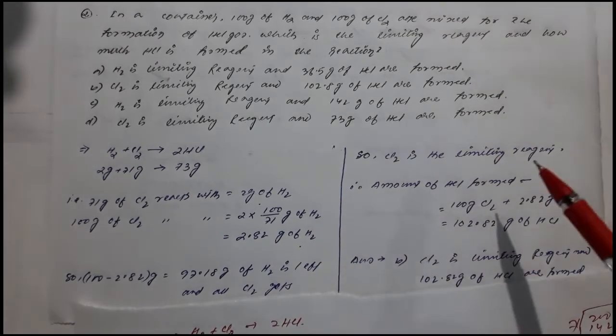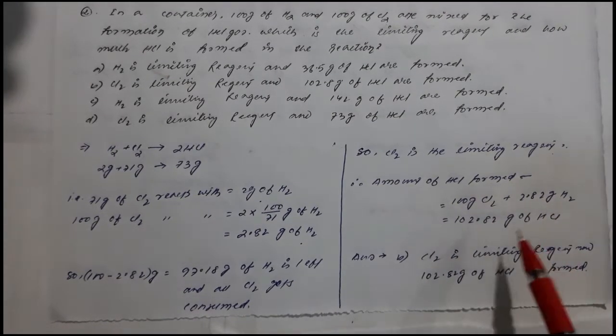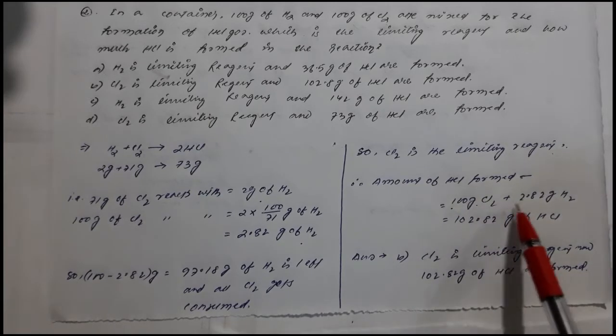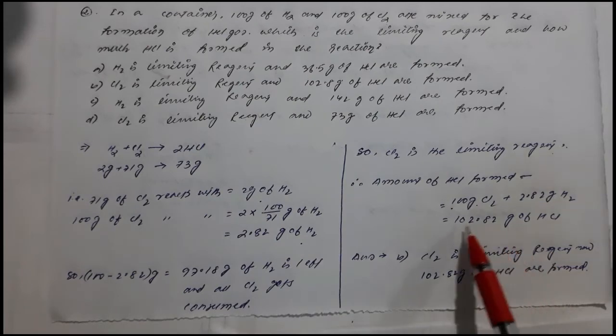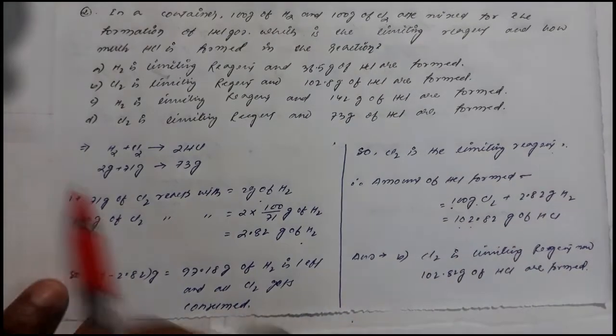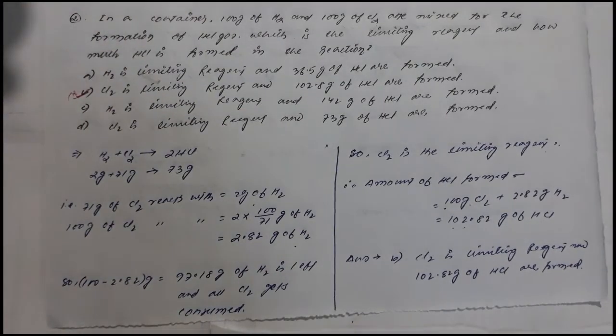What we can say is that Cl2 is the limiting reagent, because it gets completely consumed and H2 is left. So the amount of HCl formed equals 100 gram plus this 2.82 gram, because only this much will react from the H2, right? So it equals this. This is the correct option for the answer. Try to go through this question very carefully.